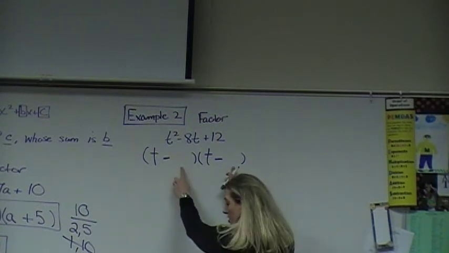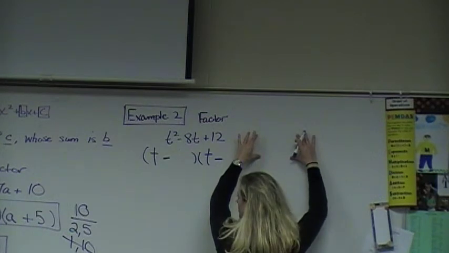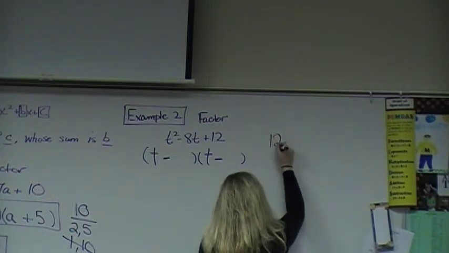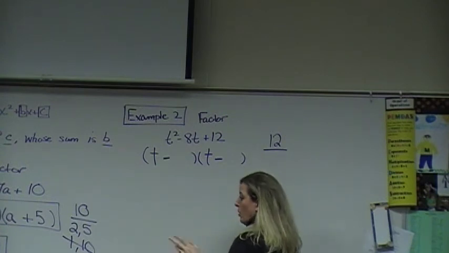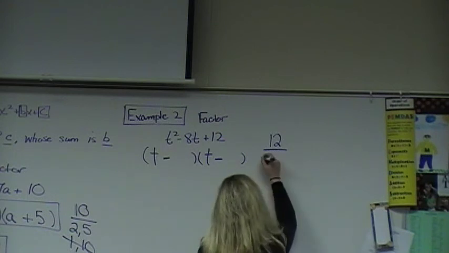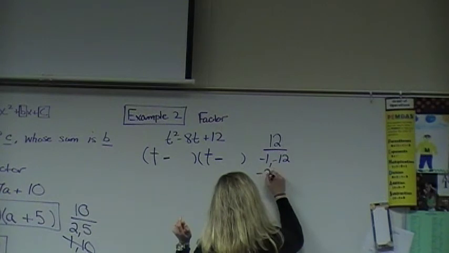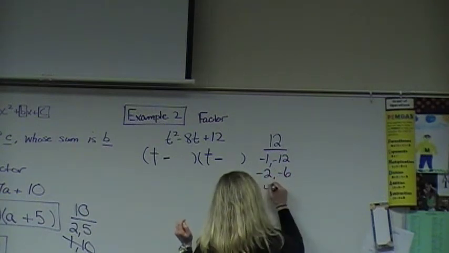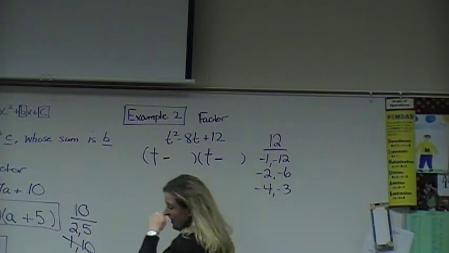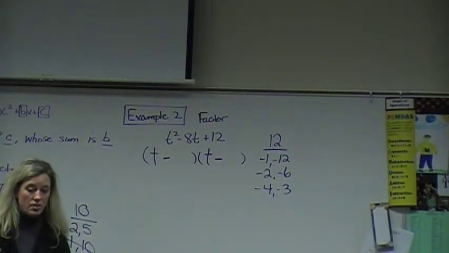Now we've got to figure what goes here and here. So what are we going to put over here to find factors of? 12, right. We have to figure out factors of 12. Give me all the factors of 12. They both have to be negative. Negative 1, negative 12. Negative 2, negative 6, and negative 4, negative 3. Now, do I need any other combinations? No. Because those are all the combinations of a positive 12 and multiplied where they're both negative.